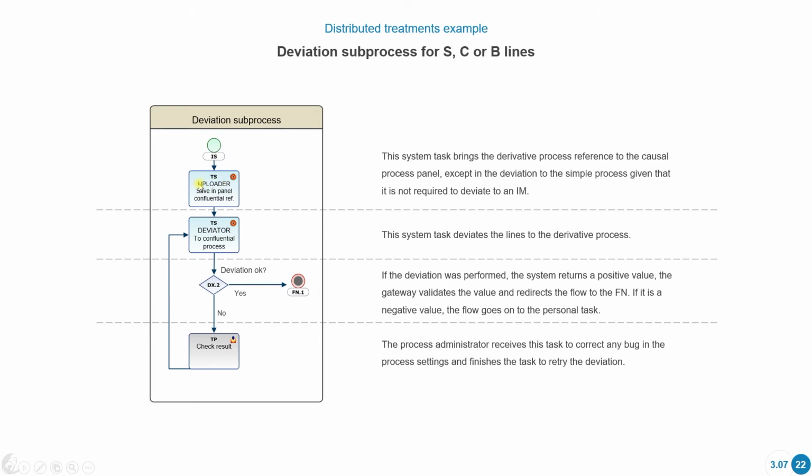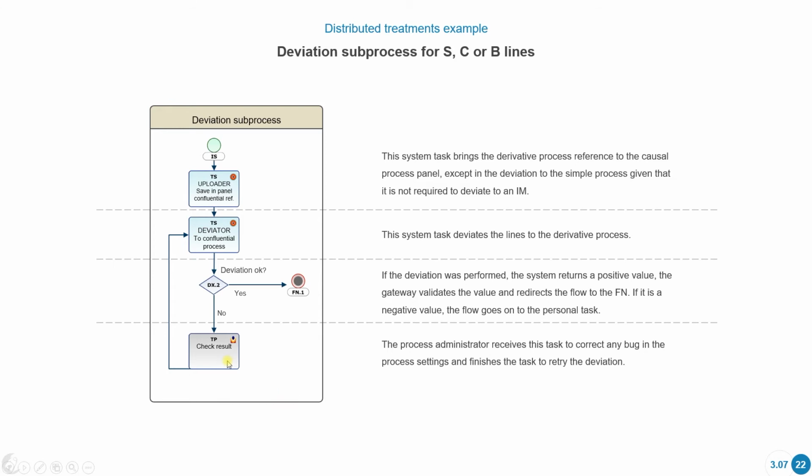Now, once it has the reference, it's going to deviate. Once it deviates, the flow is going to go to this gateway here, and we're going to evaluate if the deviation was performed correctly or not. How do we know if the deviation was performed correctly or not? Because the deviation gives me a return code. If it's positive, I know that it was deviated correctly. So if it's positive, the flow is going to go this way, and the subprocess is going to end. If it's negative, it's going to go to this personal task here. So a person can check and see what's happening.